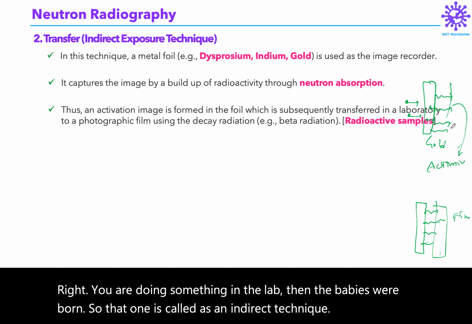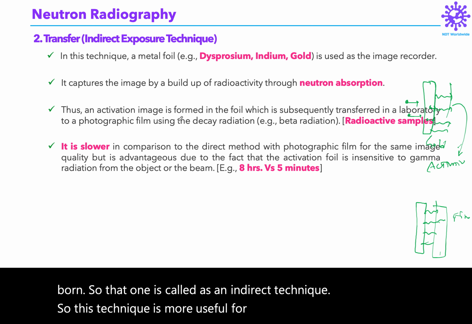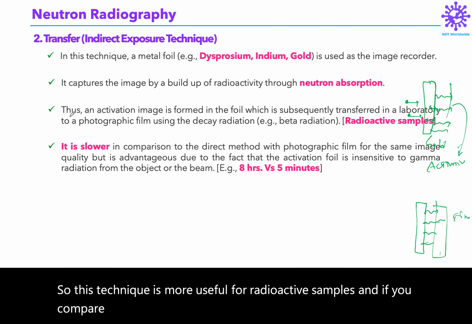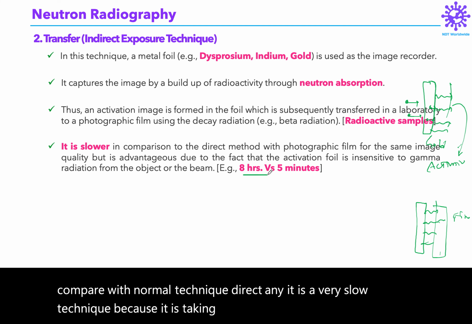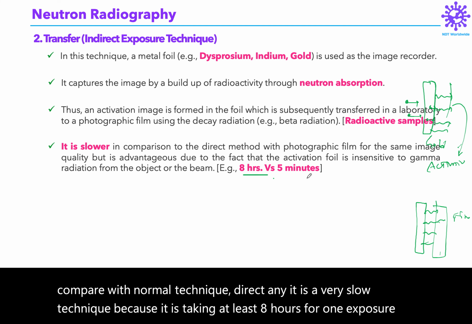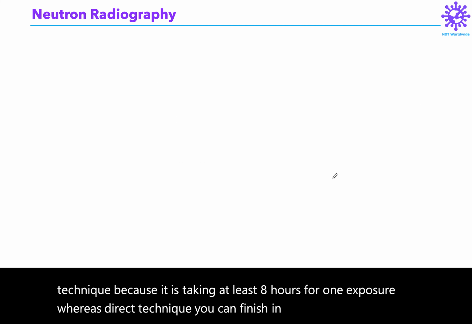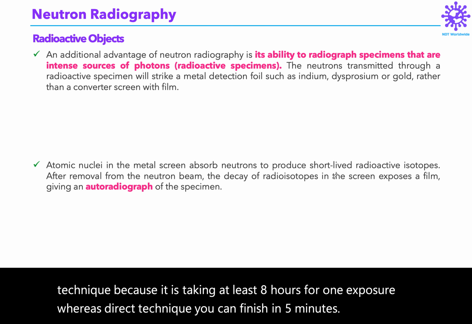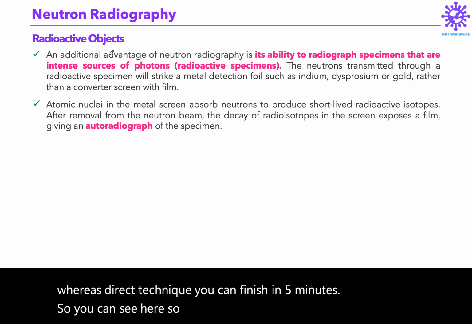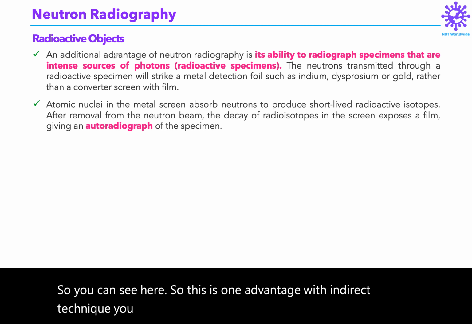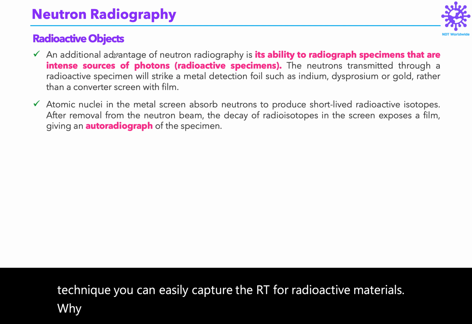This technique is more useful for radioactive samples. If you compare it with the normal direct technique, it is a very slow technique because it takes at least 8 hours for one exposure, whereas the direct technique you can finish in 5 minutes. So this is one advantage of the indirect technique: you can easily capture the NR for radioactive materials. Why do we need to do all these things?